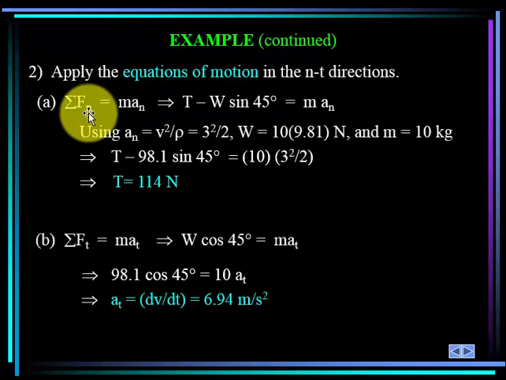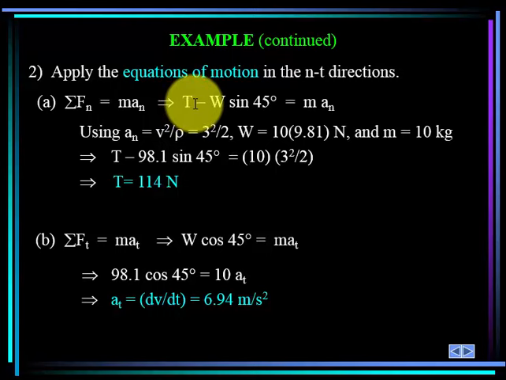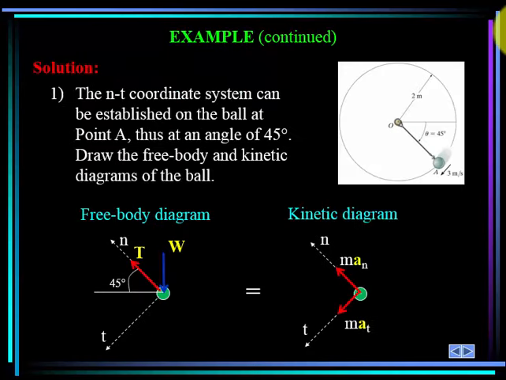So sum of forces in the normal direction is mass times acceleration in the normal. And looking back, we're going to see that the rope force is in the positive normal. And we'll look back in a second and see that our gravitational force in the normal direction is in the negative normal direction. It's W times the sine of 45 degrees. The component of this weight force, if we took the weight force and projected it along this line, that arrow would point in the negative normal direction.